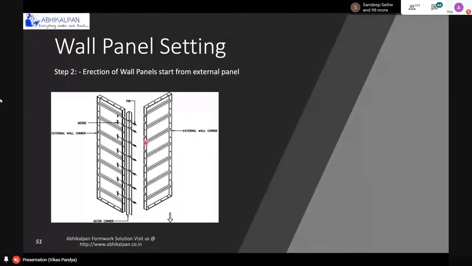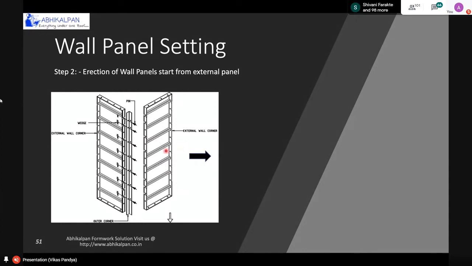We will start erection with the external panel only. As you can see, the external panel will be fixed on the kicker position, so the position of the kicker will be fixed as per your building line. If you start with the external panel, then your building will not fall out of alignment or go at any offset.